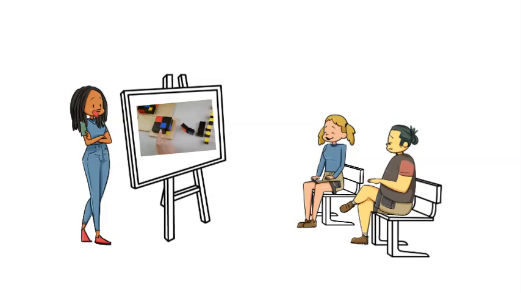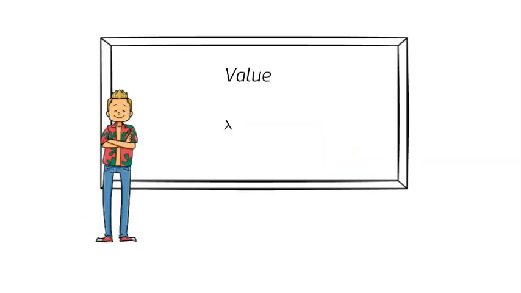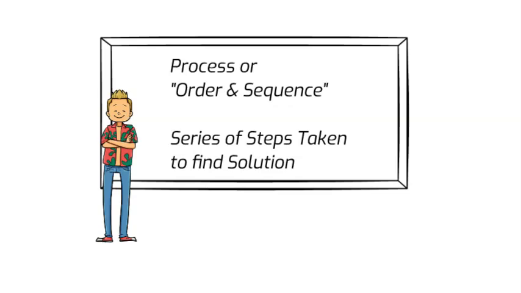Oftentimes, we as teachers believe that traditional modeling can go no further than our blackboards. Most people can understand math on two levels. The first level is understanding value. Students are taught to understand that numerals like 7 and 114 represent a specific amount. The second level of understanding is order and sequence. All math instruction comes down to following a series of steps to arrive at a solution.